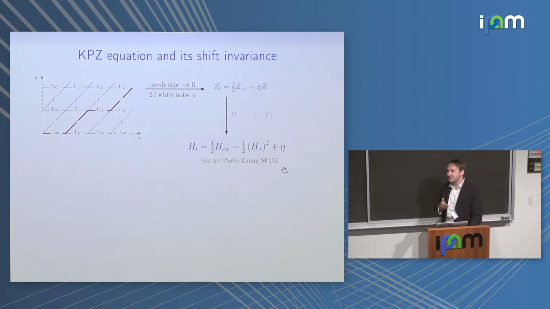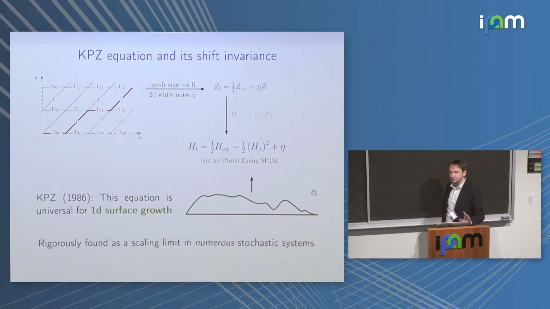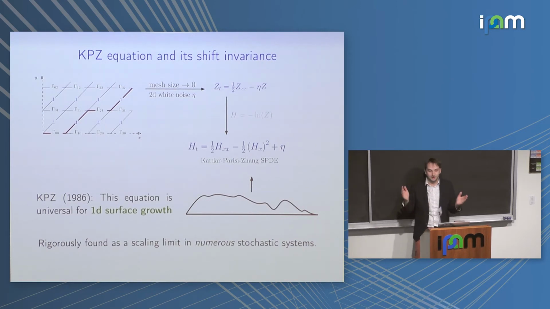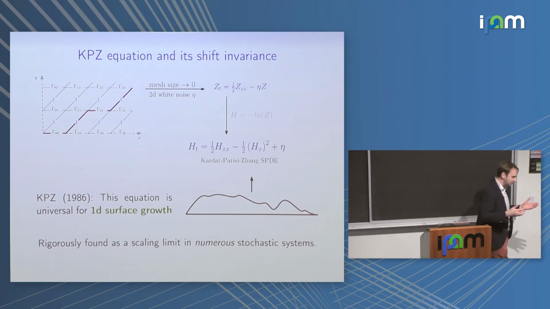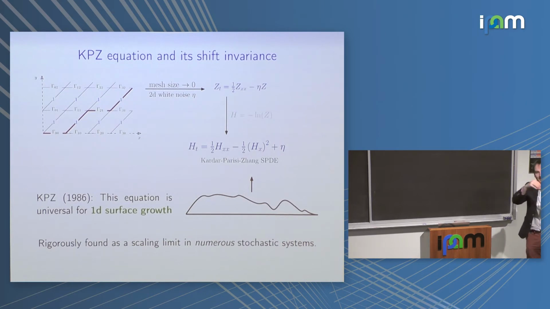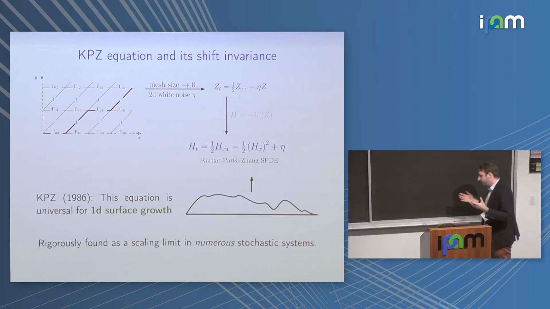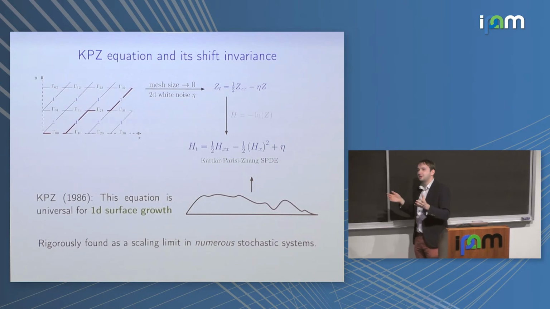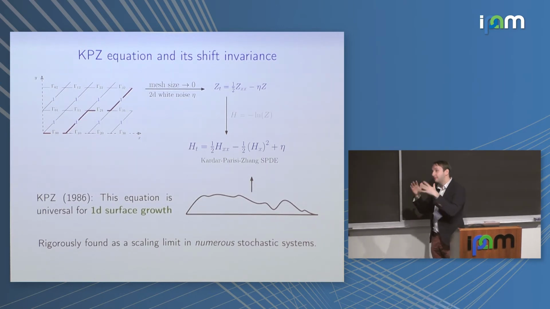So what is this equation? You don't need to know too much about it. All you need to know for this talk is that it is some deformation of the heat equation in which you add nonlinearity, and in which you also add white noise. And how does it appear? It first appeared in 1986 in the article by Kardar-Parisi-Zhang. They were interested in growth models of a one-dimensional interface. And then what they figured out is that under some somewhat natural assumptions, all these growth models should approximately look like solutions to this equation.